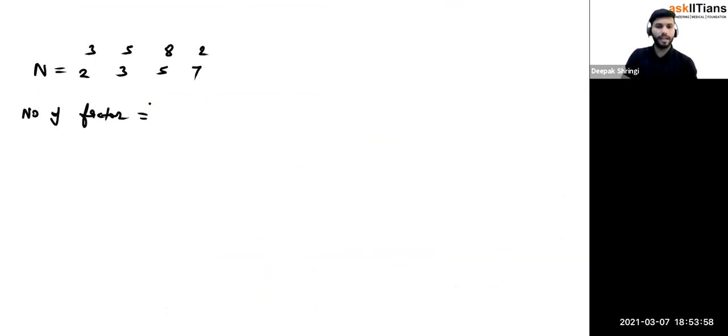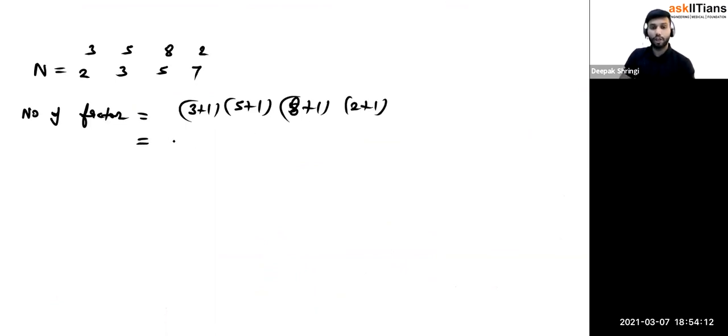Now look at this. I'll explain it by a question. Let's say the number n is given by 2 power 3, 3 power 5, 5 power 8, and 7 power 2. If someone asks you to find the number of factors, what you will do is add 1 to each power. So 3 plus 1 into 5 plus 1. First of all, check it's a prime factorization: 2, 3, 5, 7, all of them are prime numbers, right? 5 power is 8, so 8 plus 1. 7 power is 2, so 2 plus 1. That's it. That's your answer, guys.